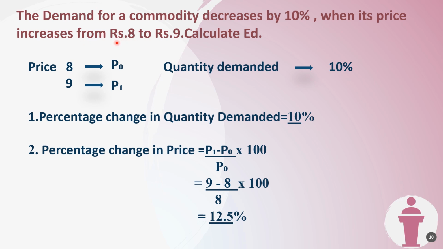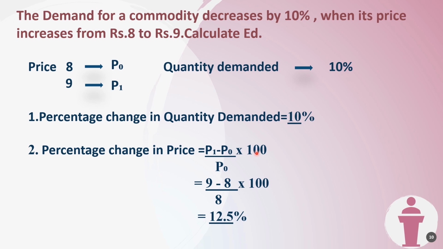It rises from rupees 8 to rupees 9. So the new price is rupees 9. So here we have P0 is rupees 8 and P1 is rupees 9. And I have written here the percentage change in quantity demanded is 10%, which is already given. So we don't have to take the trouble of finding out the percentage change in quantity demanded. But I need you to write it out like this. Number 1, percentage change in quantity demanded equals 10%.